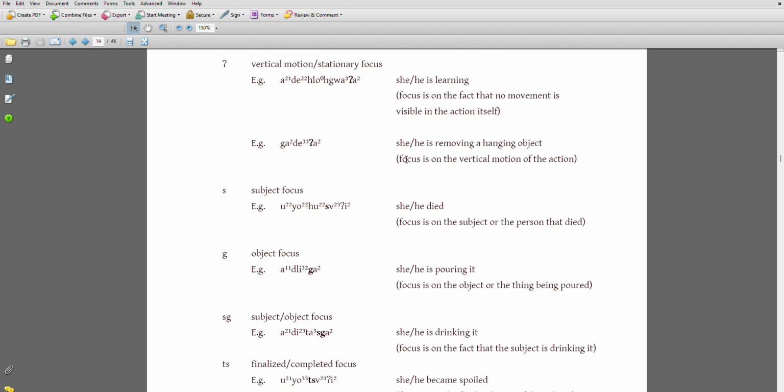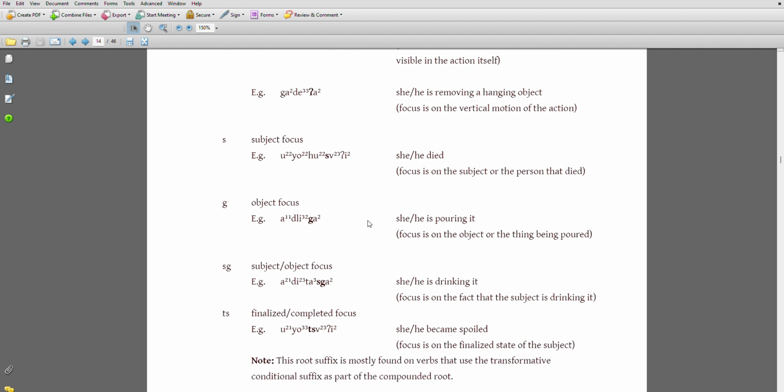Uyohu-sa'i. He or she died. Focus is on the subject or the person that died. Uyohu-sa'i. G is object focus. Atliga. He or she is pouring it. Focus is on the object or the thing being poured. Atliga.